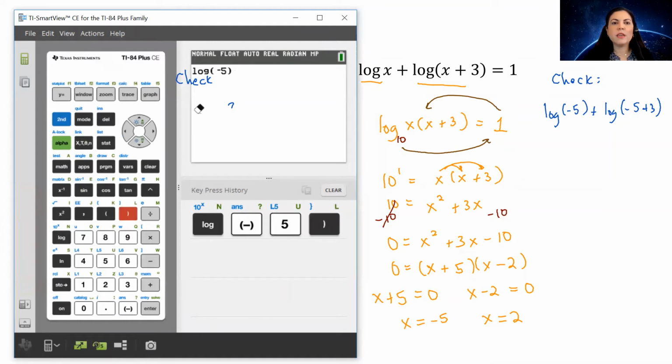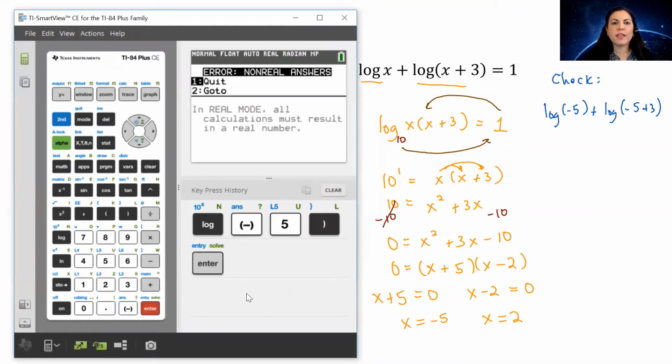we're going to see that that gives us an error because we can't take the logarithm of a negative number. It doesn't exist. So what that means is x equals negative 5 is not a valid solution. It does not exist in the context of the original problem. So that's not going to be one of our possible solutions.